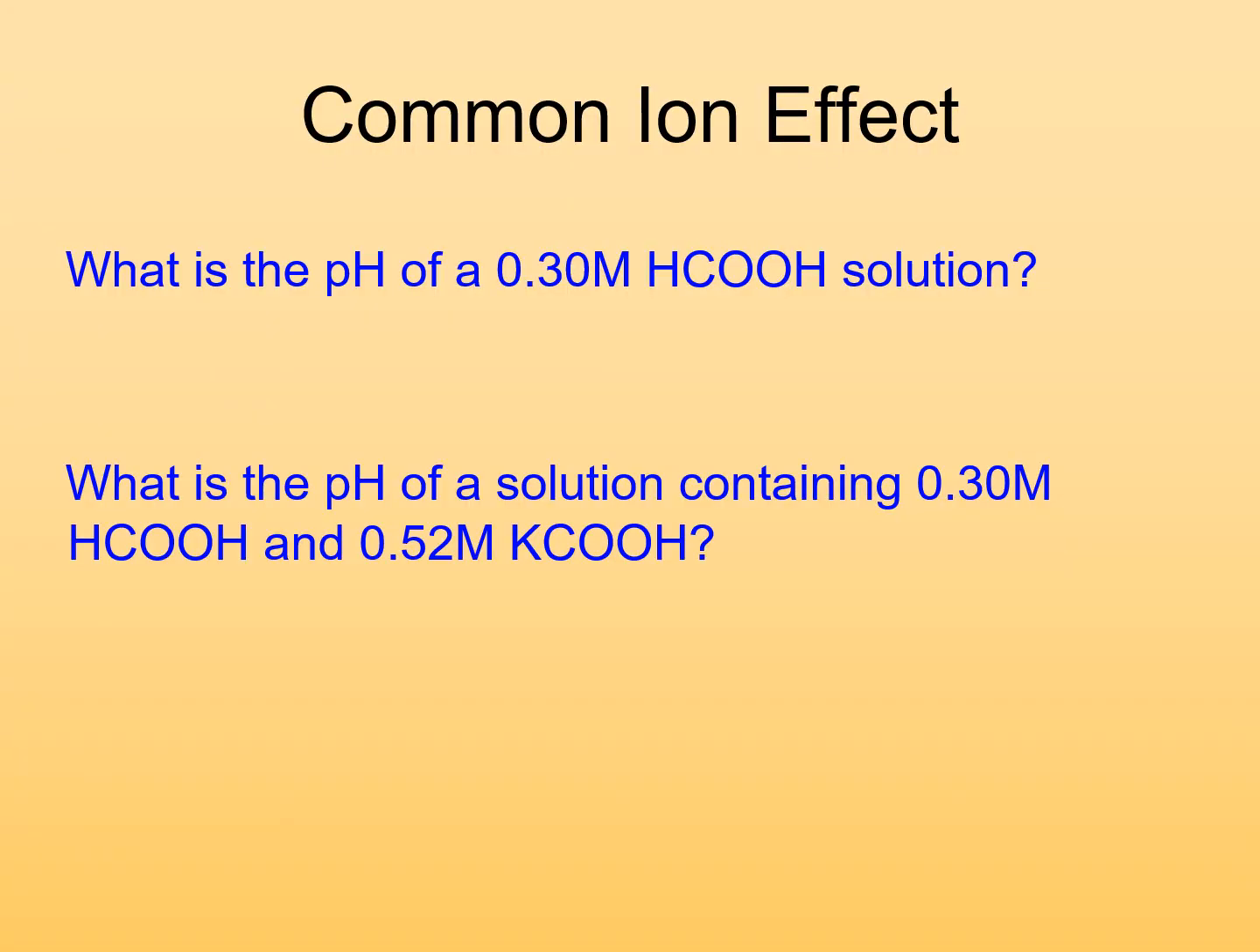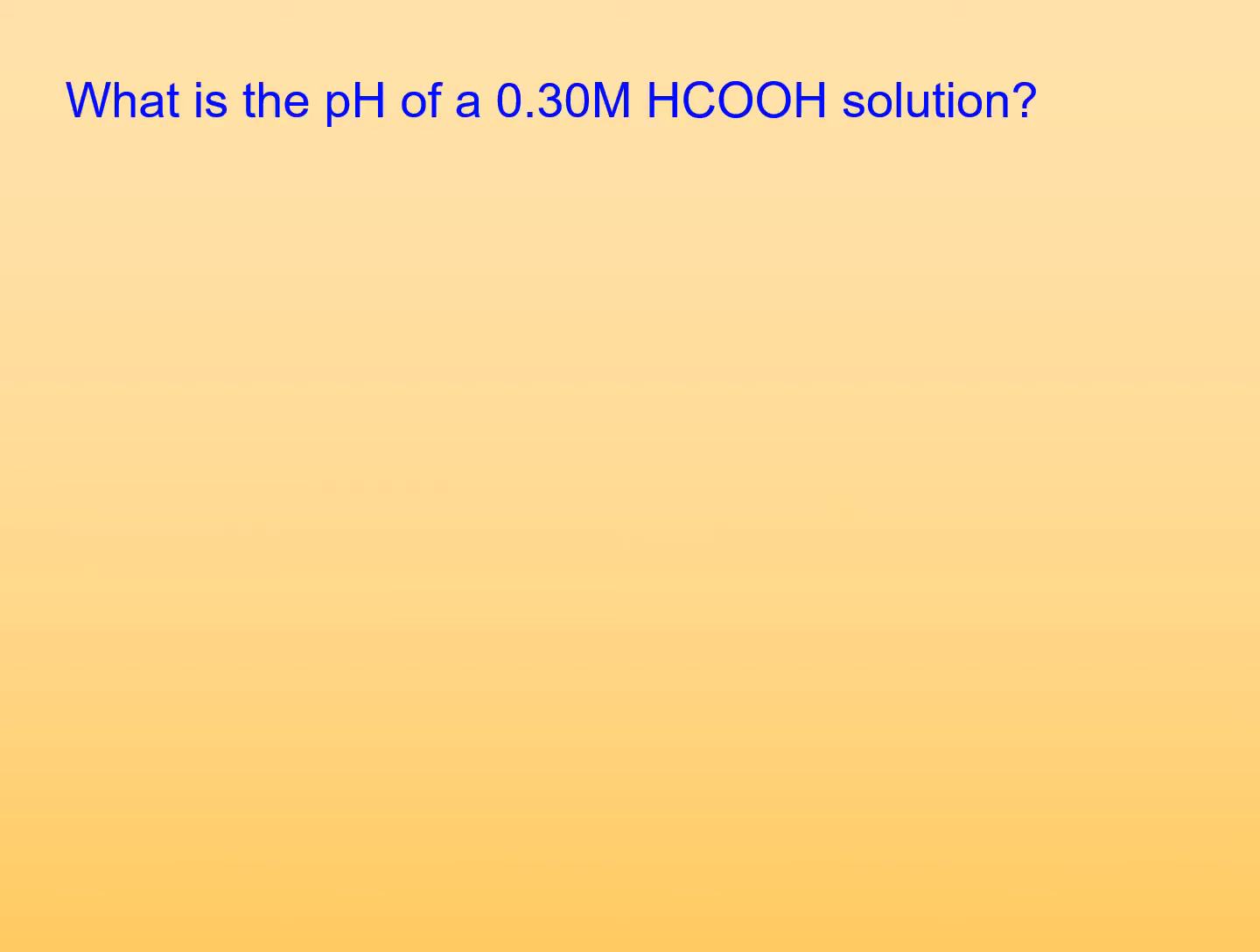So here's some problems that we'll come across using the common ion effect. It wants to know what's the pH of a 0.3 molar acid solution, and then the pH of the solution that contains 0.3 molar of the acid and 0.52 molar of a salt containing that anion. Let's first look at how you would find the pH of that acid. Remember, this is a weak acid, so it is one of our equilibrium problems.